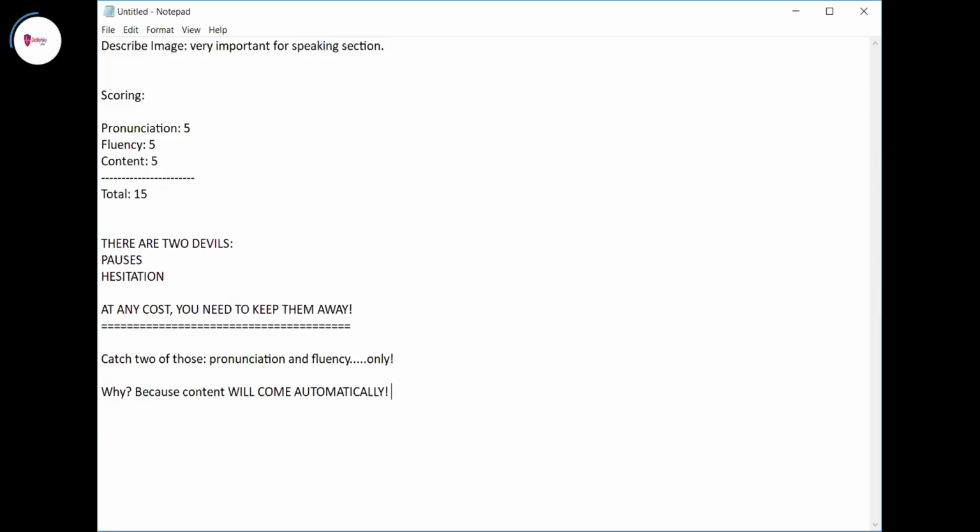It's highly impossible. Even if you want, you cannot include any other content. What does it mean? It means a simple thing. Content will automatically come. That's it. So forget about content.